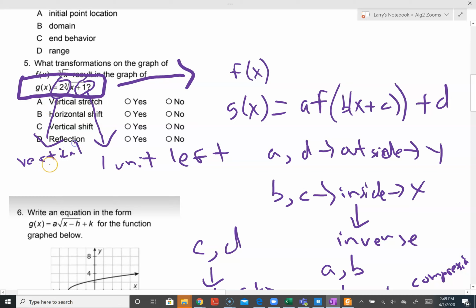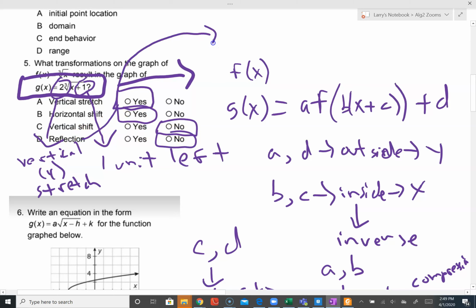Vertical y stretch by a factor of 2. Alright, so vertical stretch, yes. Horizontal shift, yes. Vertical shift, no. Reflection, no. We get a reflection when we multiply by negative. That is, if A or B are negatives, that's when we get a reflection.